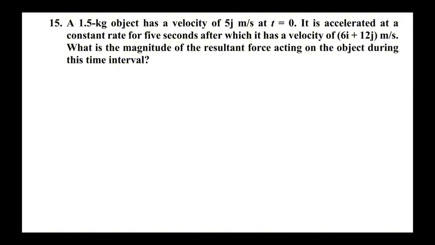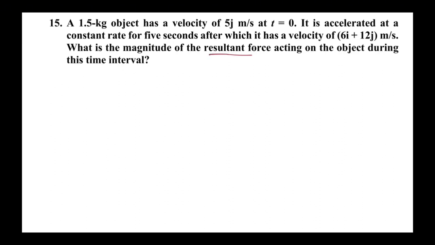A 1.5 kilogram object has a velocity of 5 meter per second at t equal to 0. It's accelerated at a constant rate for 5 seconds, after which it has a velocity of 6i plus 12j meter per second. What is the magnitude of the resultant force acting on the object during this time interval? So what we're looking for here is the magnitude of the resultant force.